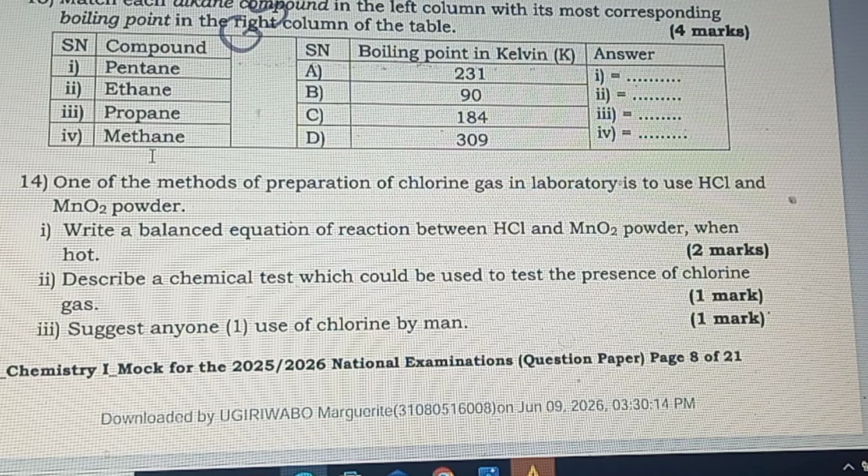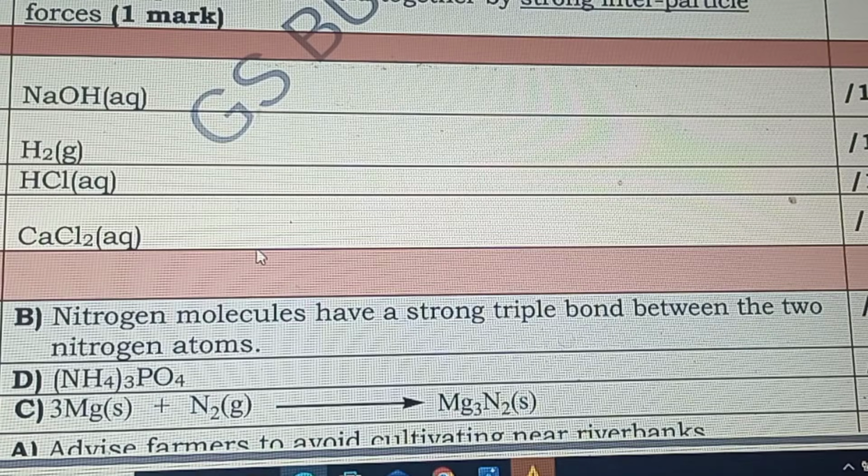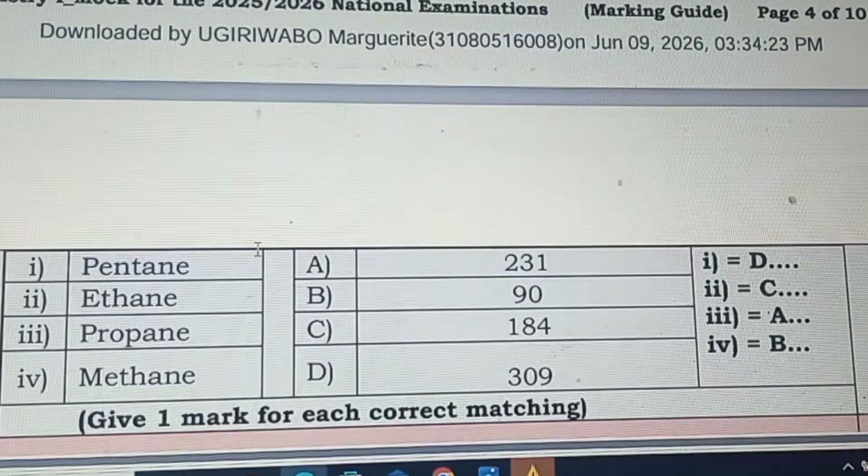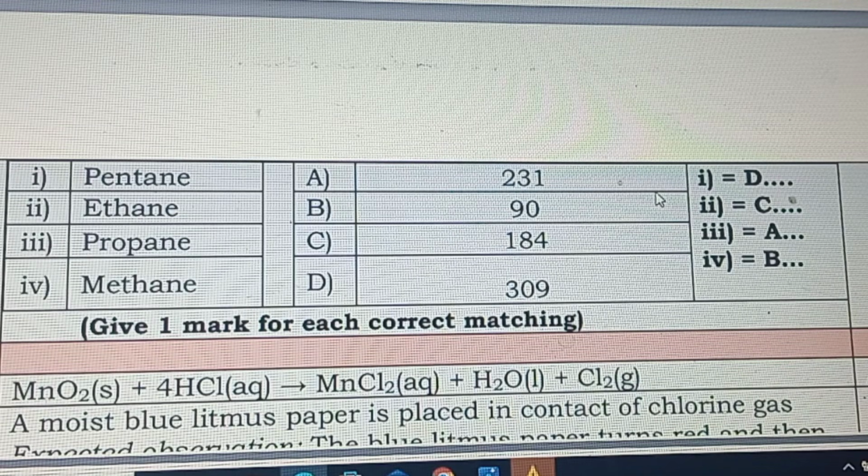Means that methane matches to this B, 19. And ethane matches to this C, 184. And the next is propane. It matches to this one, A, 231. Pentane matches to this bigger one, D, 309. You see in this marking guide, I matches to D, II matches to C, III matches to A, and IV matches to B.